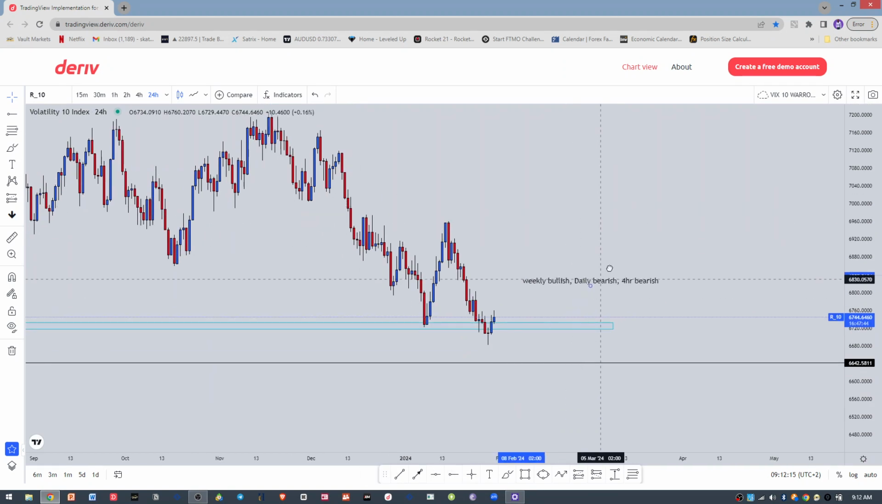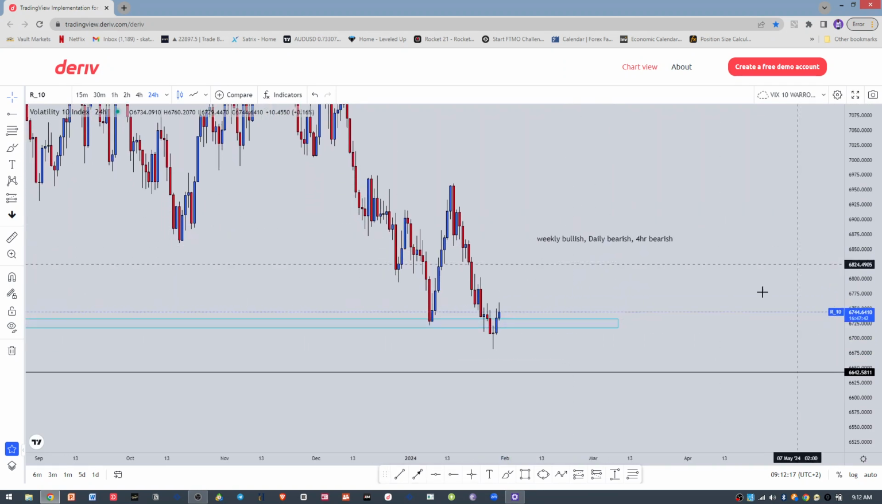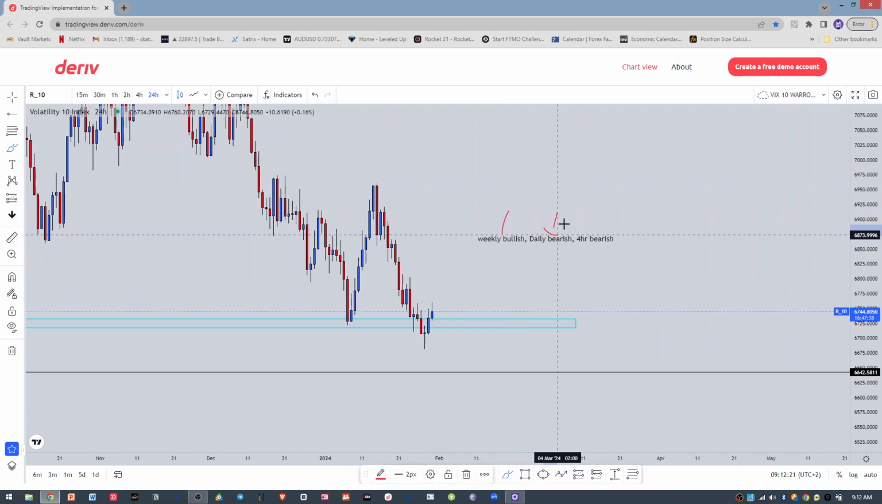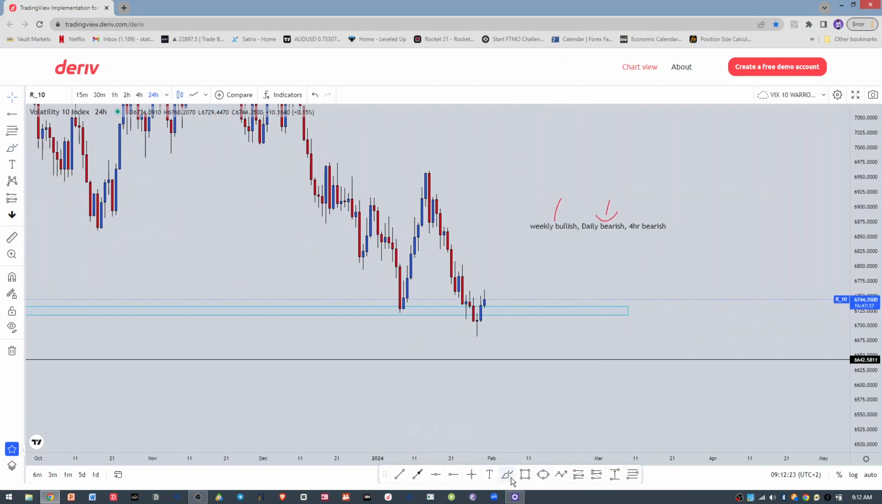So what we can see on volatility 10, guys, is that we are currently bullish on our weekly time frame, and we are currently bearish on our daily time frame. So why are we bearish on our daily time frame? Because this was our previous higher low, and this was our higher high structure. And as you guys can see, we did run all the way to the downside to create this new form of a lower low in the market.